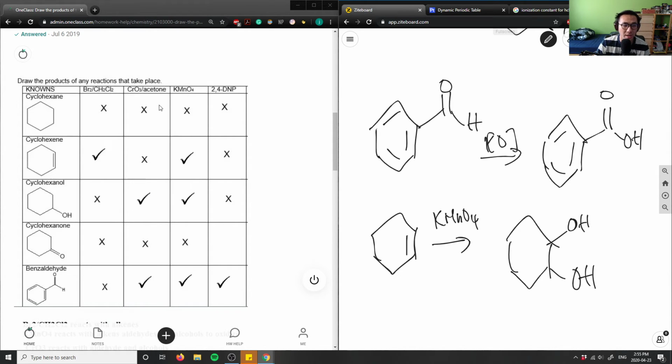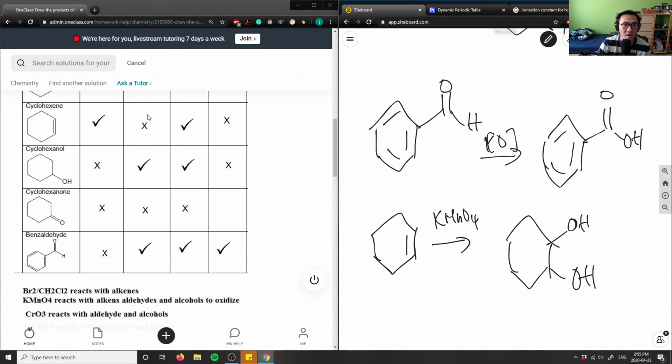Cyclohexanol, again, I can oxidize both of these to make a ketone, so both of these are correct. Hexanone, again, I would only get D4-DMP. There should be a check mark here. Again, I do get a colorless result. It basically detects a carbonyl group, and this here, a ketone, is my carbonyl group, so that's good.